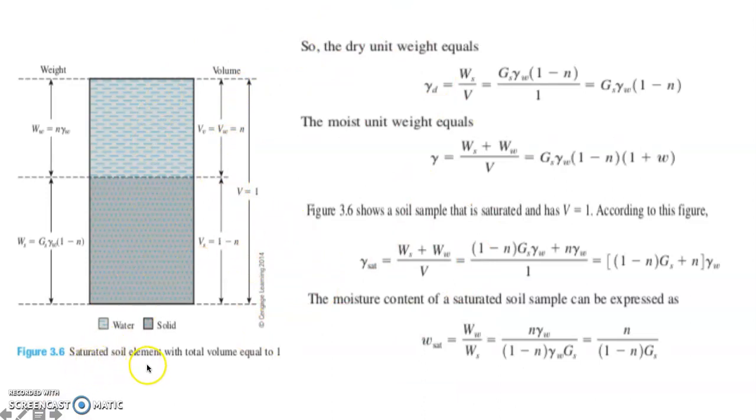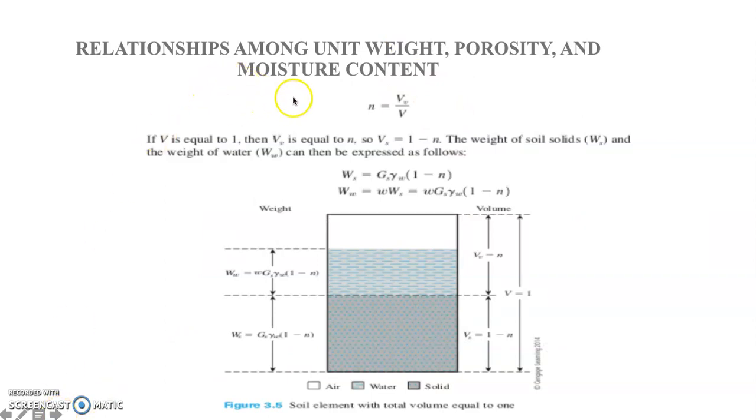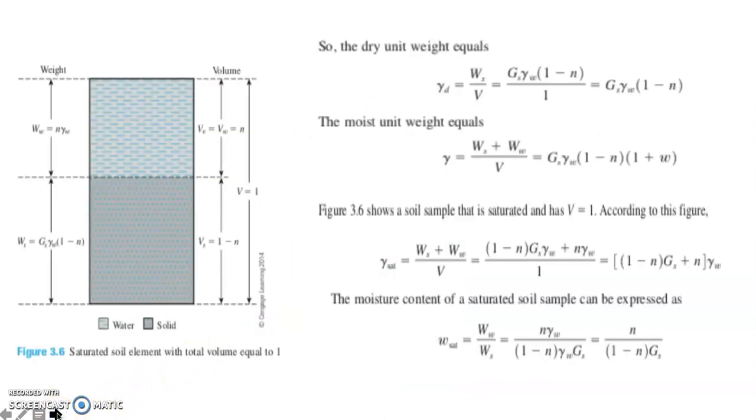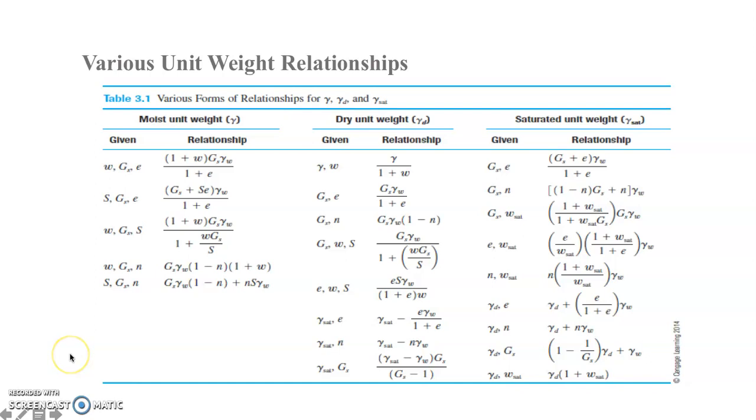This is a saturated soil element with a total volume equal to 1. So we're given here another derivation for certain formulas. This one is the relationships among unit weight, porosity, and moisture content. So that's our discussion for relationships. This one is various unit weight relationships. So we have another several unit weight relationships that can be used for certain problems.